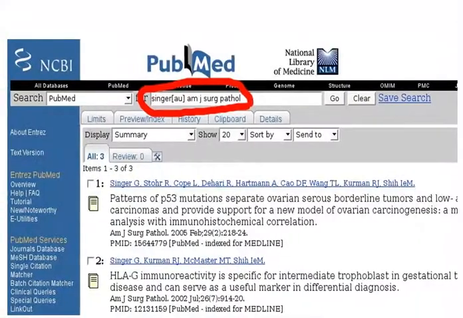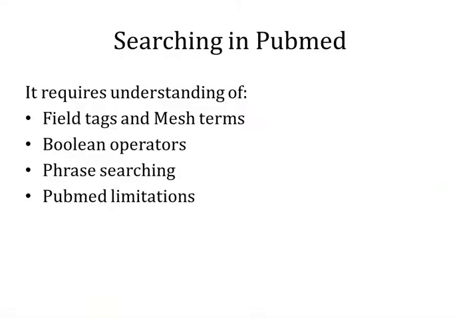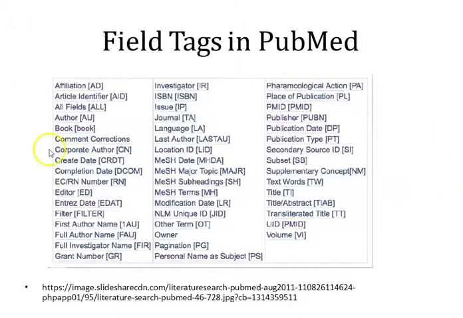Coming back to the presentation, I will now discuss what other features PubMed has for smart searching. So for a more focused search, you need to understand field tags, MeSH terms, Boolean operators, phrase searching, and some limitations of PubMed. So these are the field tags used by PubMed. The important ones to note here are all fields and MeSH terms, MH.